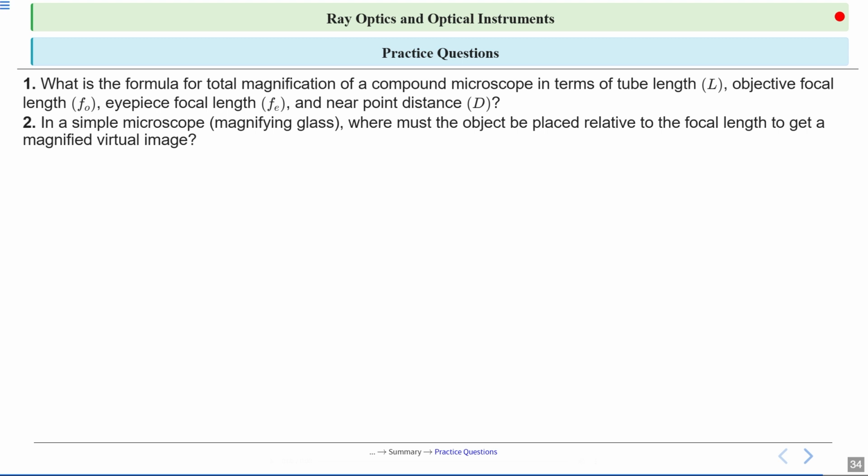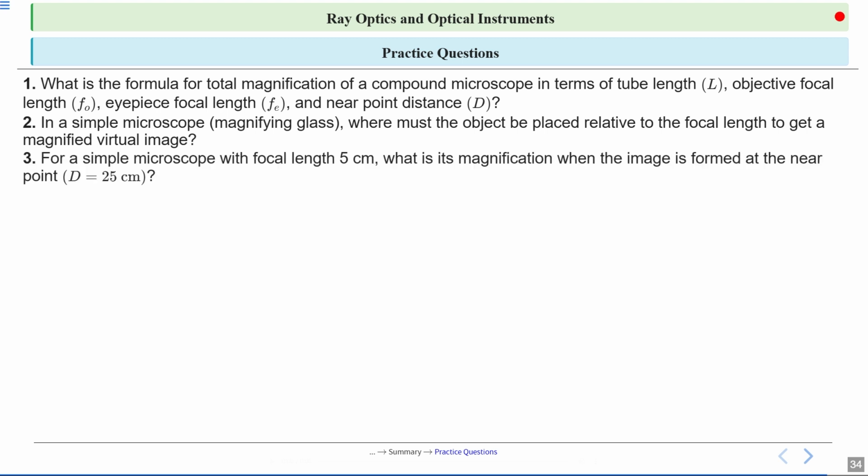In a simple microscope, also known as a magnifying glass, the object must be placed within the focal length to produce a virtual image. This is crucial because it allows the lens to bend light rays in such a way that they appear to diverge from a larger image. Now consider a simple microscope with a focal length of 5 cm. We want to calculate its magnification when the image is formed at the near point, which is typically 25 cm. Remember, magnification is the ratio of image distance to the object distance, and in this case, it's simplified by the near point distance.